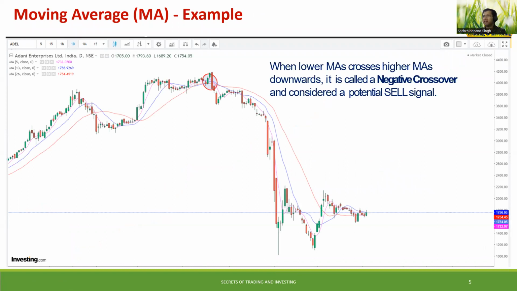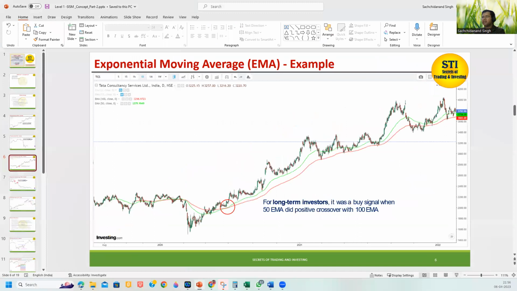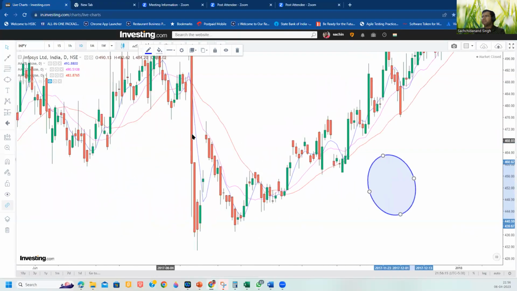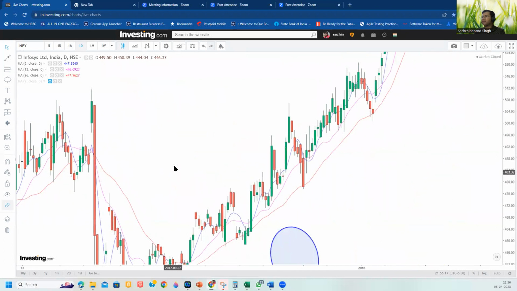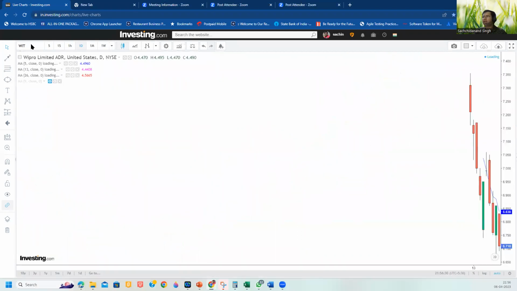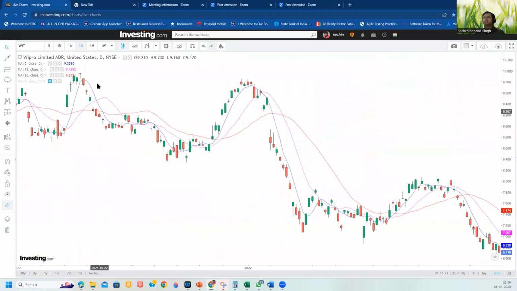So it is just the reverse. What is happening in the negative crossover scenario? Let us go directly to the chart once again for better understanding. Let us take the same chart, or maybe some other chart, maybe Wipro. Or if you have any suggestion, please feel free to type your favorite chart or script, and I will try to provide examples on your preferred chart as well.